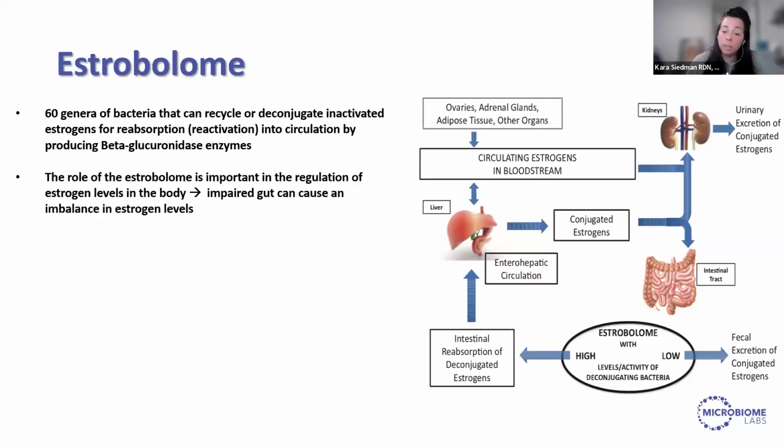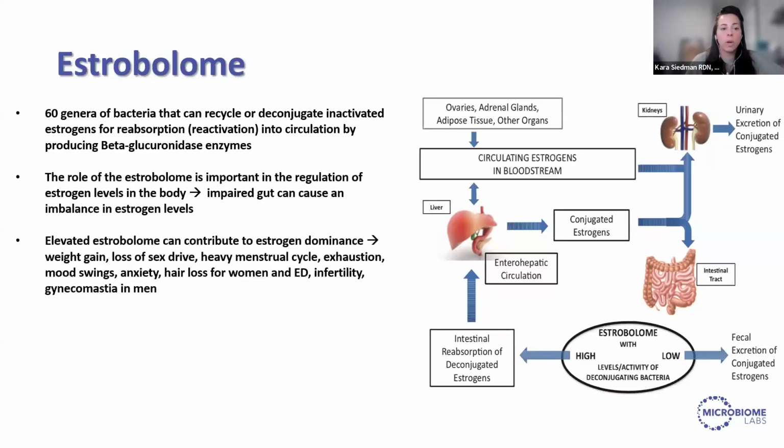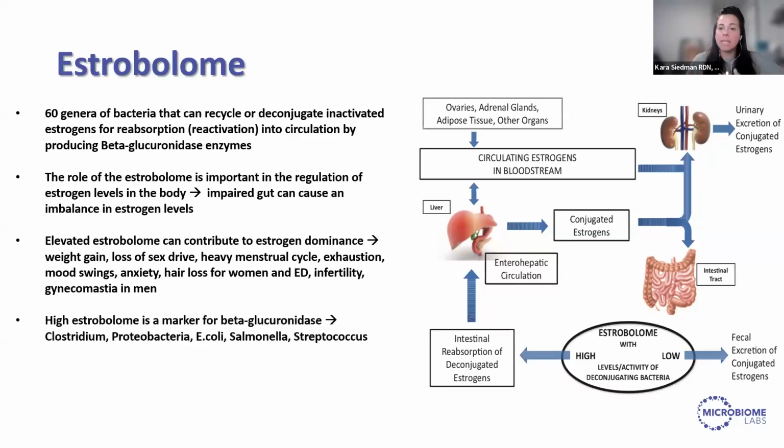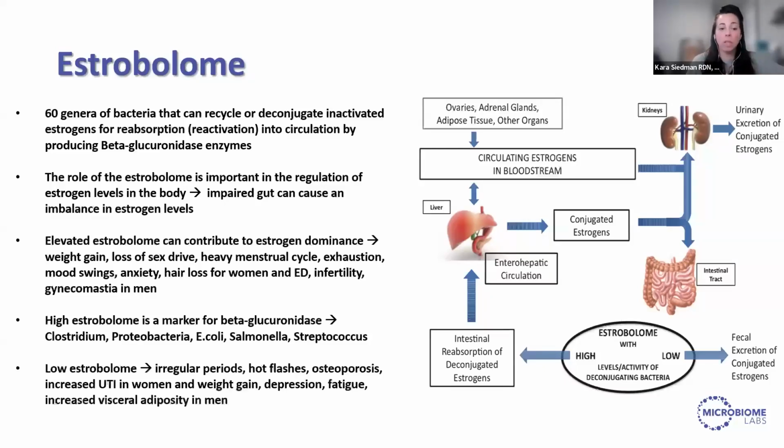So people who are struggling with estrogen dominance, it really highlights the need to work on the gut. We know that, again, impaired gut can cause an imbalance in our estrogen levels. And the elevated estrobolome can contribute to those symptoms that we see so commonly with estrogen dominance. This is a marker for beta-glucuronidase, but you're getting a better sense of the bacteria there that actually have this beta-glucuronidase activity, like Proteobacteria and Streptococcus and Clostridium species. And a low estrobolome, right, we know can also contribute to symptoms, but is it because we just are lacking that diversity, right?